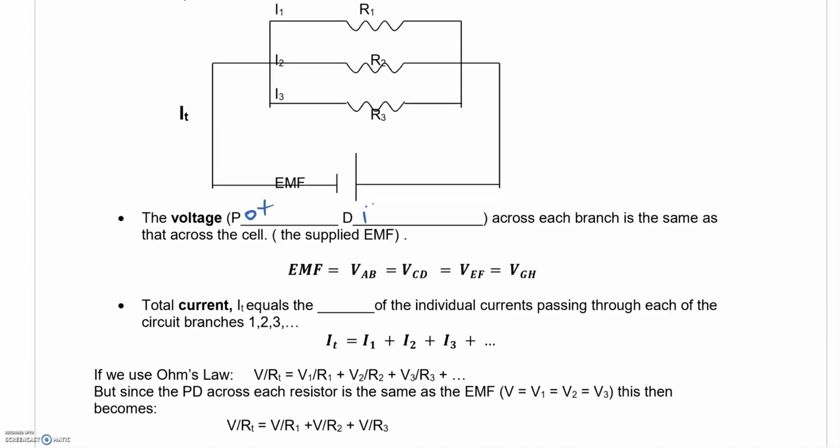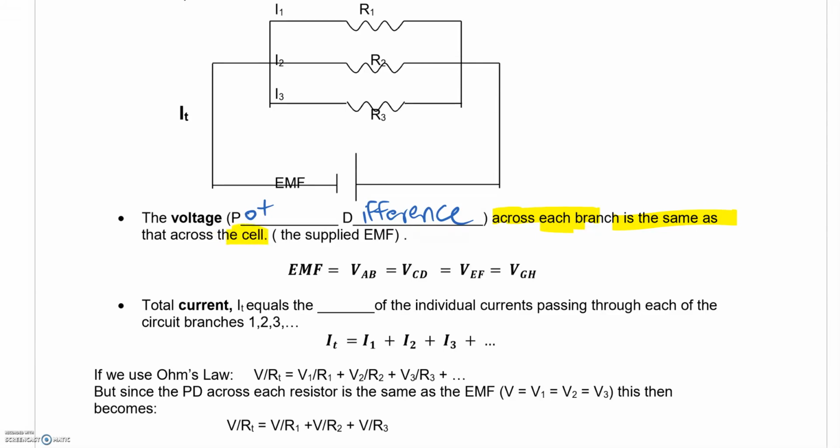or in other words, potential difference across each branch, instead of being different, or the sum of the potential drops being equal to the EMF. With a parallel circuit, the voltage across each branch is the same as the EMF.